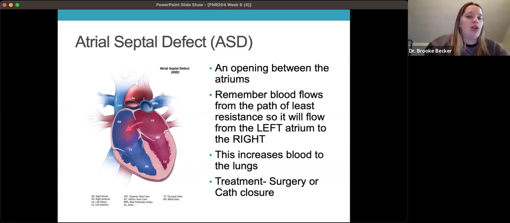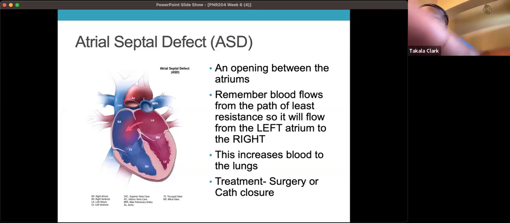The treatment for this is closure. So they do a little patch. They typically can do that in a cardiac cath lab. So just through, like I said, the femoral area or the radial area. Okay. Questions on ASD?